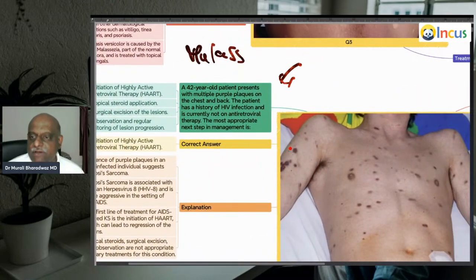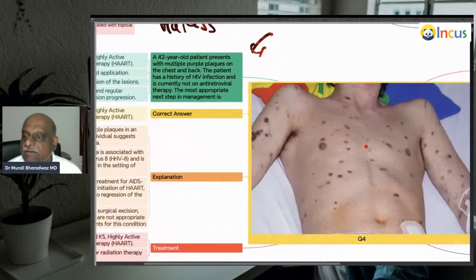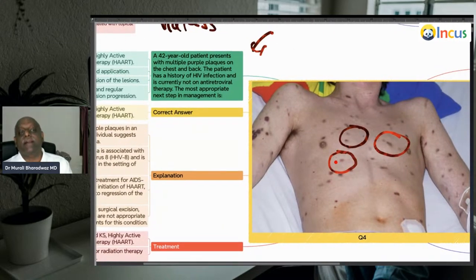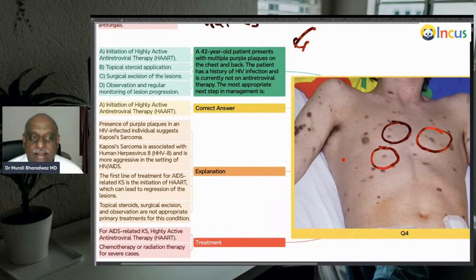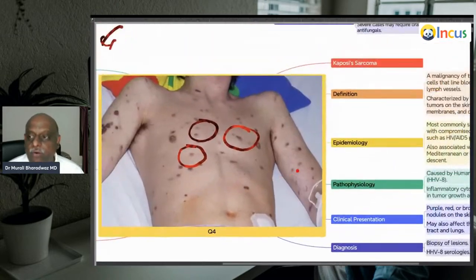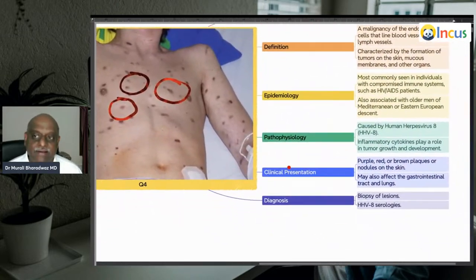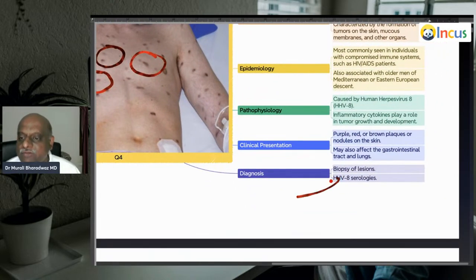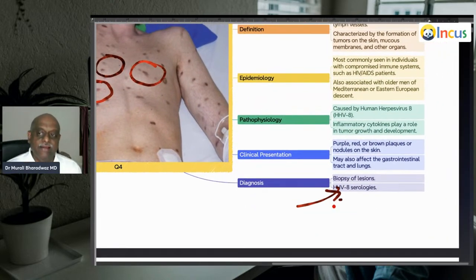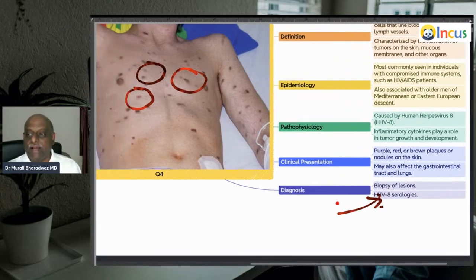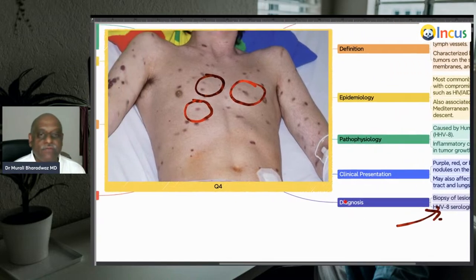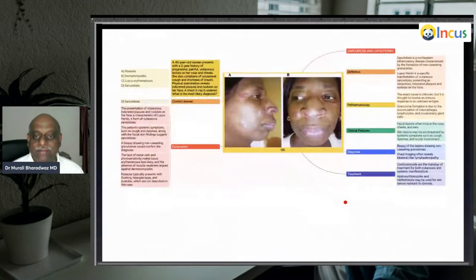A 42-year-old with HIV infection on antiretroviral therapy typically developed these purpuric lesions, which are Kaposi sarcoma. So you need to start highly active antiretroviral therapy to treat it. So Kaposi is because of human herpes virus 8 serology. Inflammatory cytokines play a lot of role in the growth and development of Kaposi lesions, is what you need to remember.